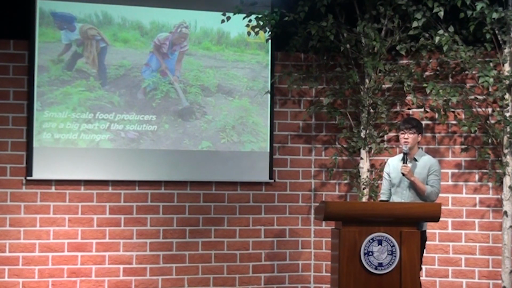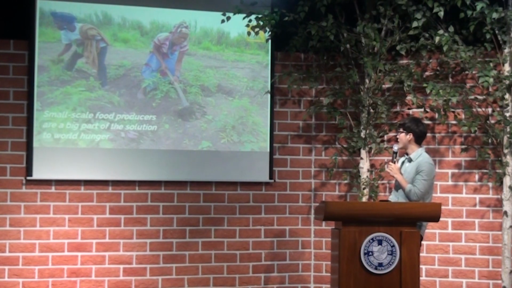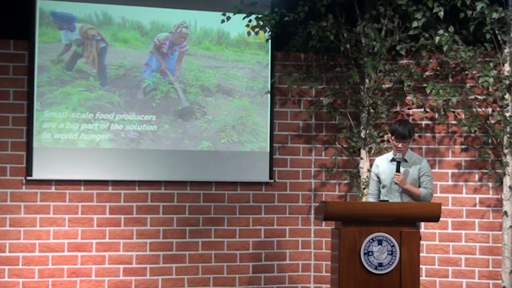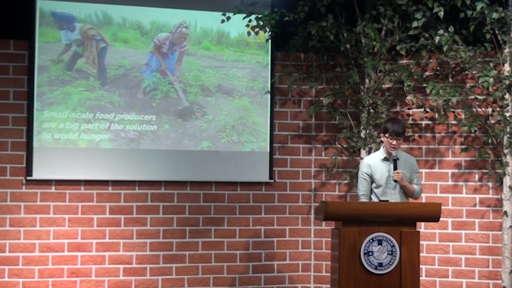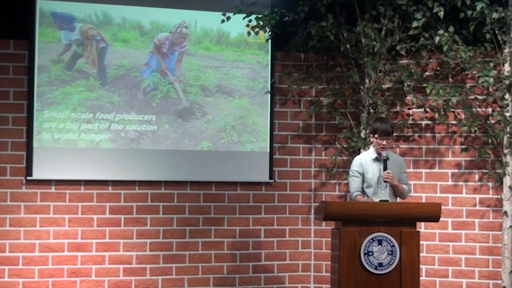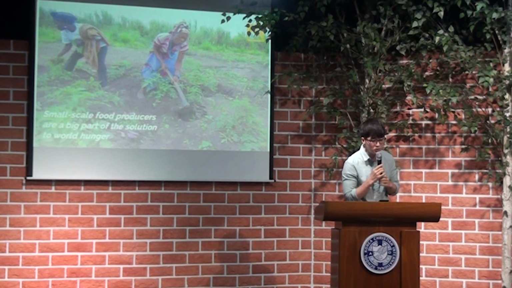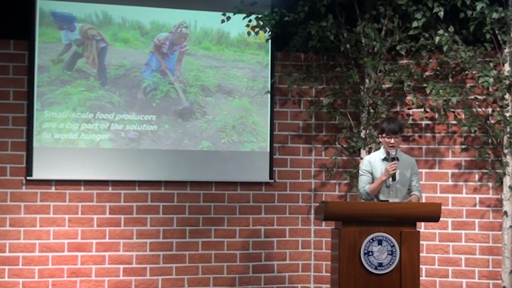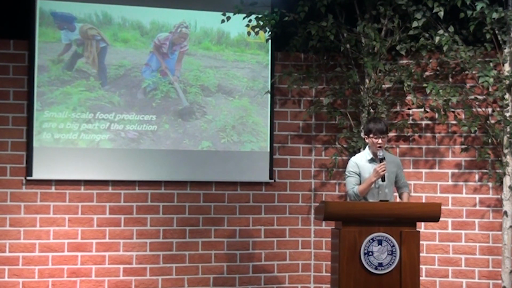So what has worked with the Millennium Development Goals, and how can we reduce this global hunger? First of all, empowering small-scale food producers to participate fully in development is critical to improving food security and reducing poverty and hunger. Many small-scale and family farmers are very, very poor.